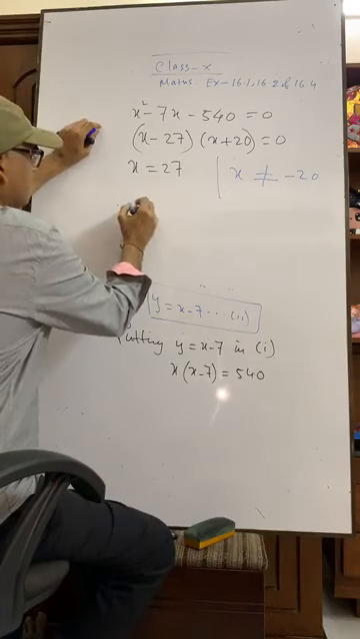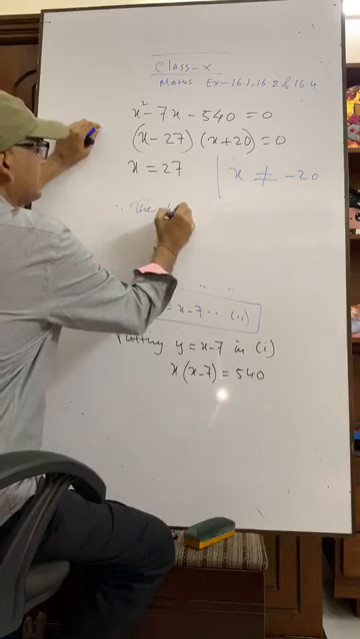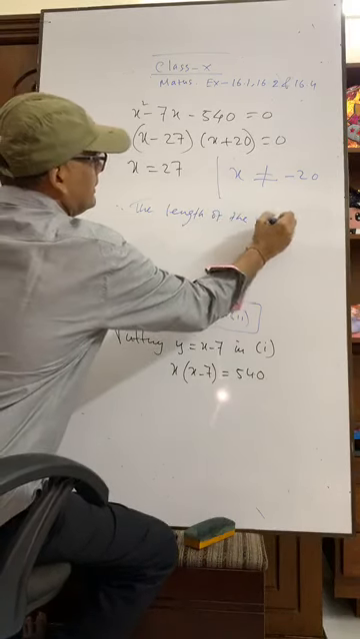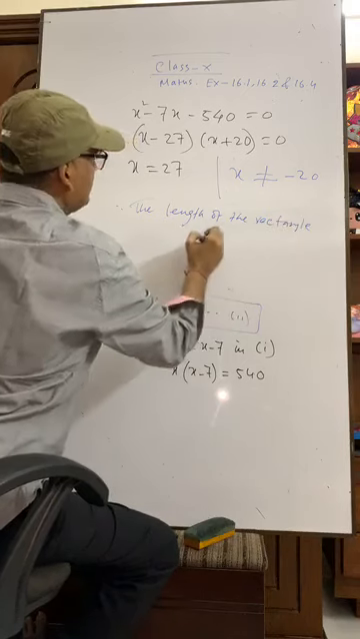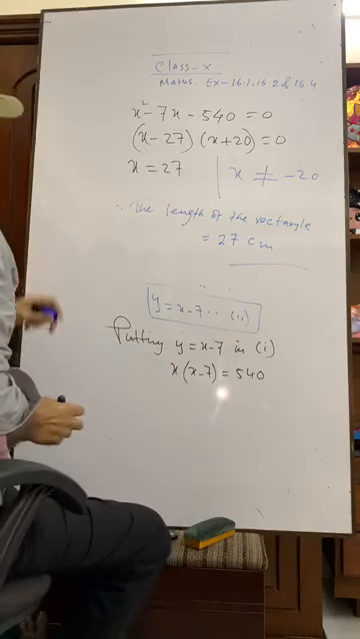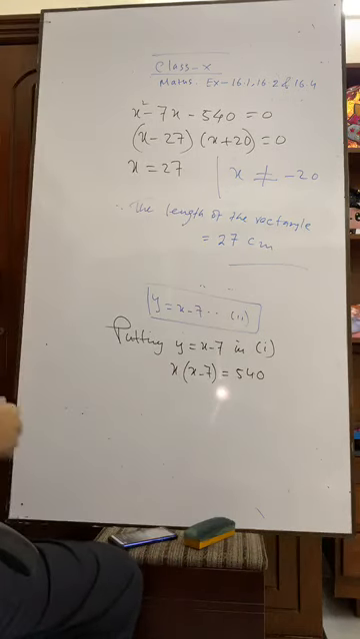So I can write now, therefore the length of the rectangle is equal to 27 centimeter. Our math is done. Question number B is done. Now go to question number C.